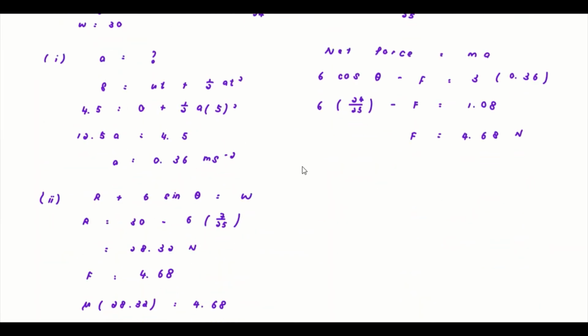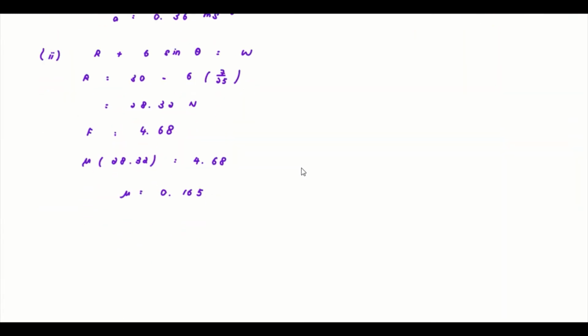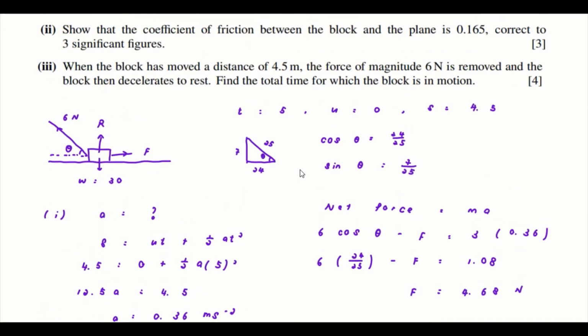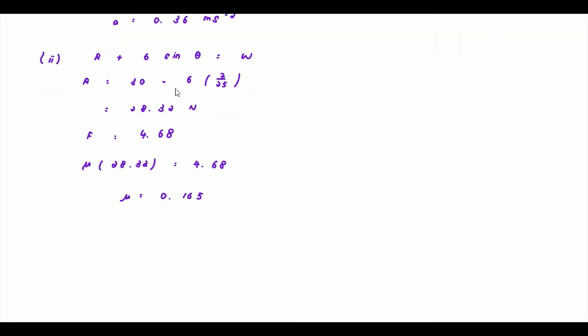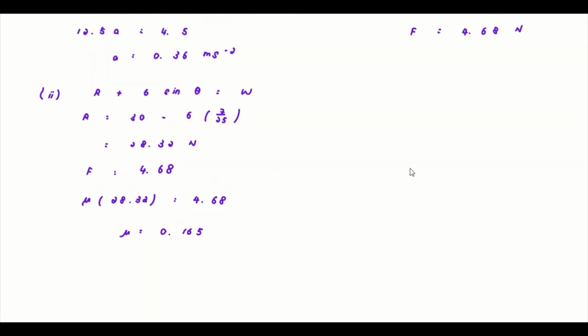Okay, so now let's try to move on to 3. Sorry, let me try to see how much space I have. Okay, all right, so number 3, when the block has moved a distance of 4.5 meter, the force of magnitude 6 Newton is removed, so the block then decelerates to rest. So find the total time of which the block is in motion. Okay, so which means now it's the same thing like number 3 just now.